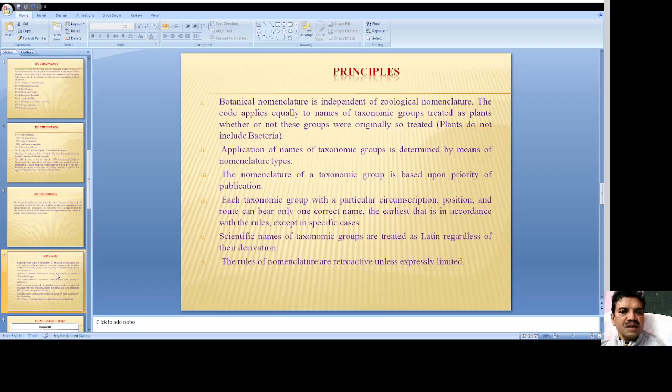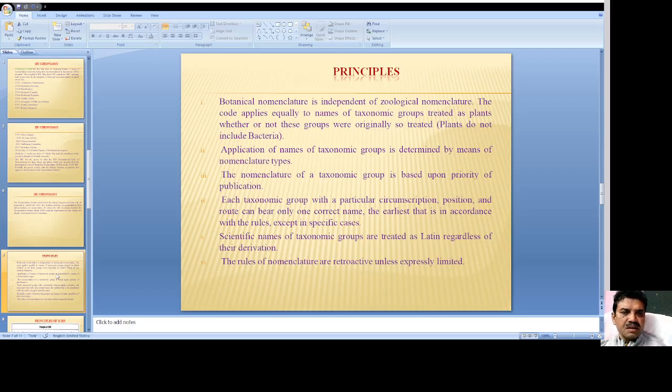So botanical science and taxonomy is not an exception, and the international consortium adopted 6 basic principles on which the rules and recommendations of the ICBN have been adopted. These 6 principles are: number 1, the botanical nomenclature is independent of zoological nomenclature, and the code applies equally to names of taxonomic groups treated as plants, whether or not these groups were originally so treated.